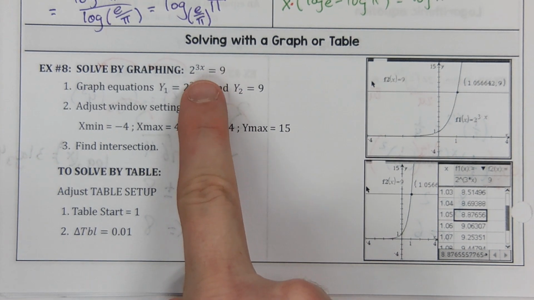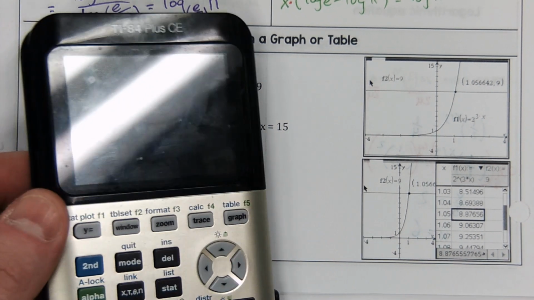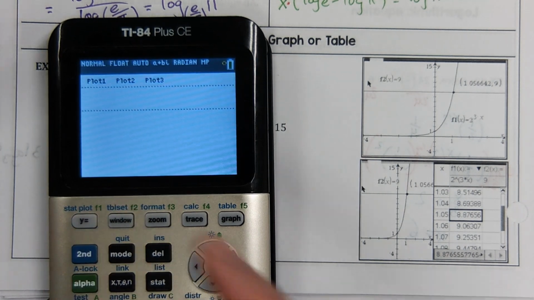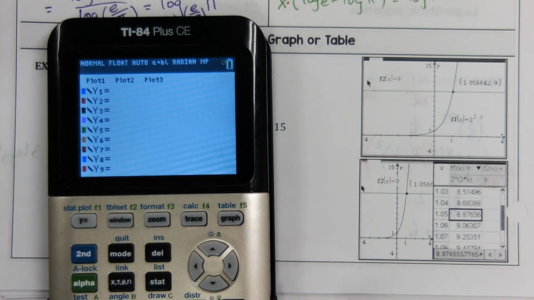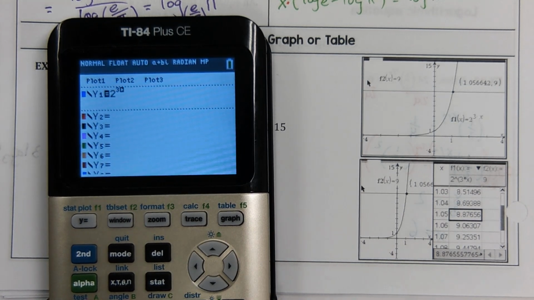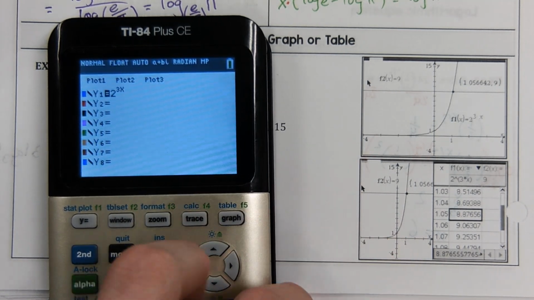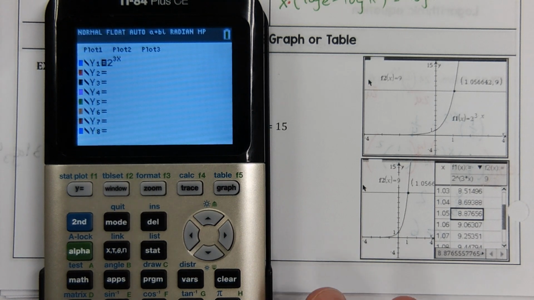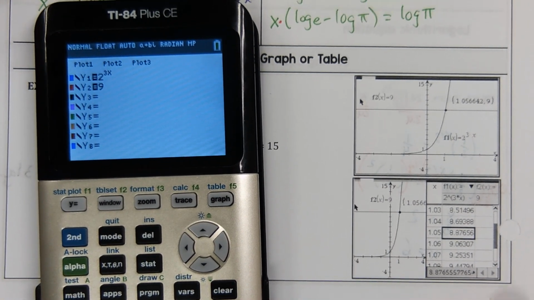It says solve 2 to the 3x equals 9. So obviously I'm going to go to y equals, and so 2 to the 3x and 9. Now let's talk about this, okay? Here's what we know. 9 is not a power of 2, correct? You know what is a power of 2? 8. 2 to the third power is 8.